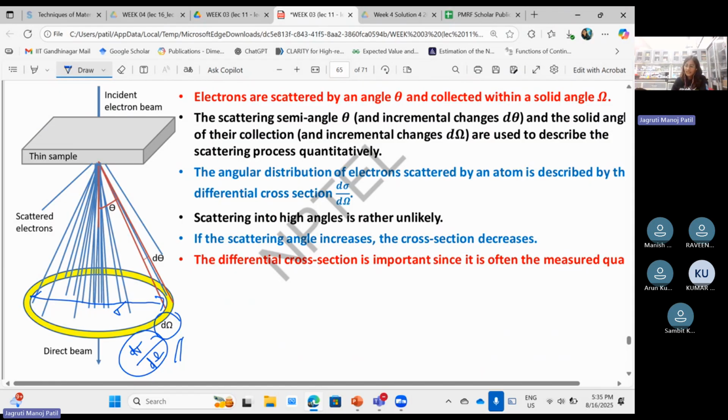So if this is d rho for this specific sample, and this particular area is d sigma, then we just take the ratio of them. It tells us about the distribution and the differential cross section there. Okay. So if this particular angle decreases, can you say what happens?